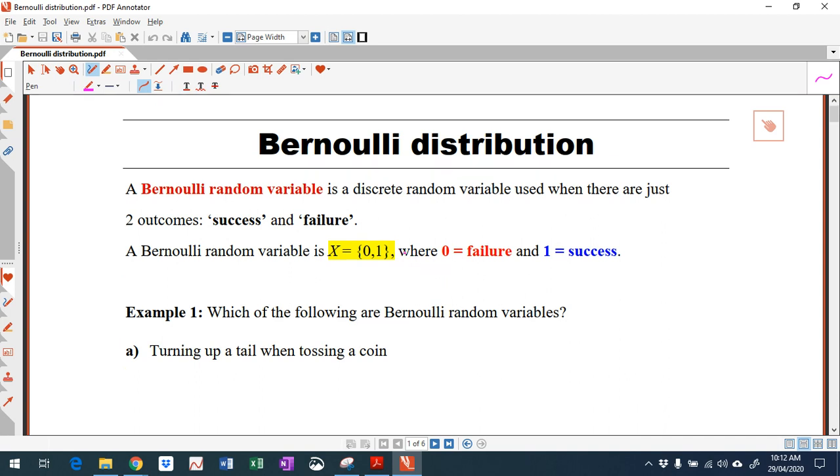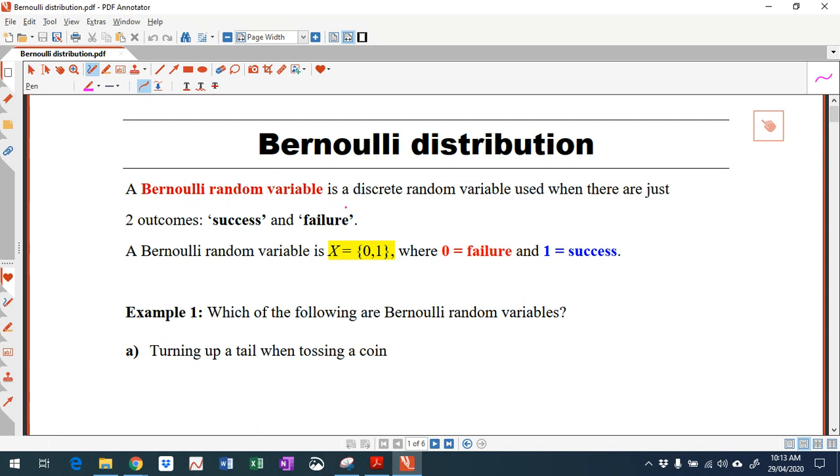Okay, Extension 1 students, we're going to look at the Bernoulli distribution. This is my second attempt at the video after the audio did not record due to a software problem. Okay, so we're looking at the Bernoulli distribution.